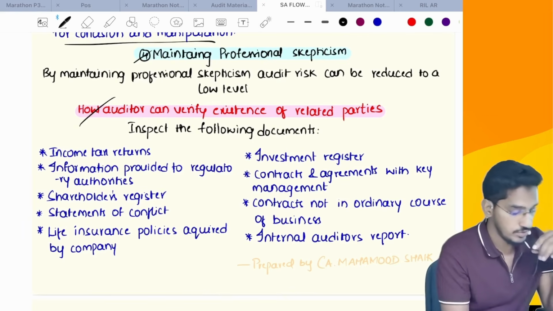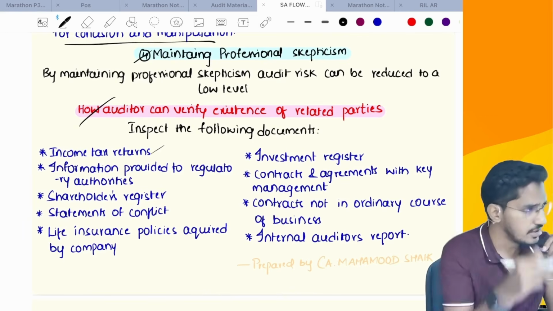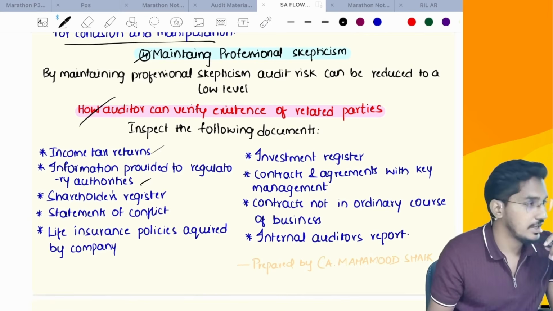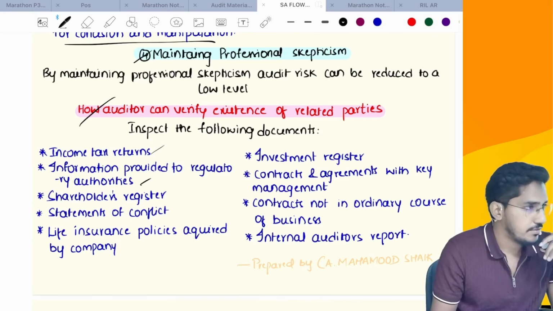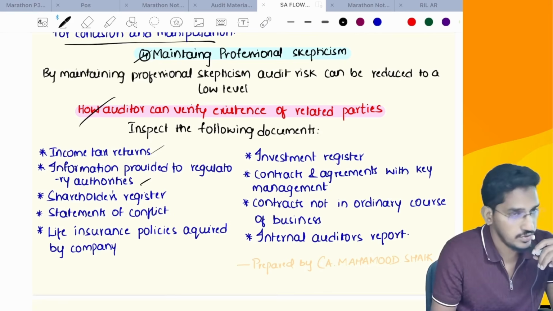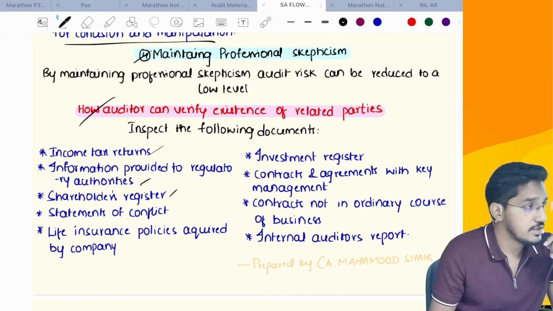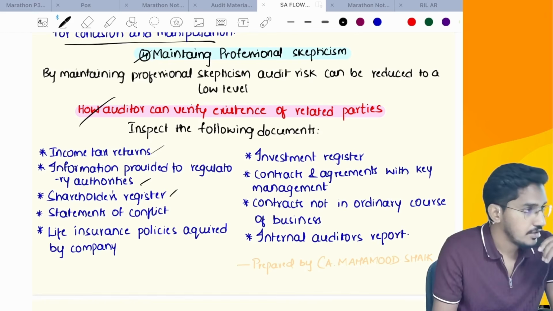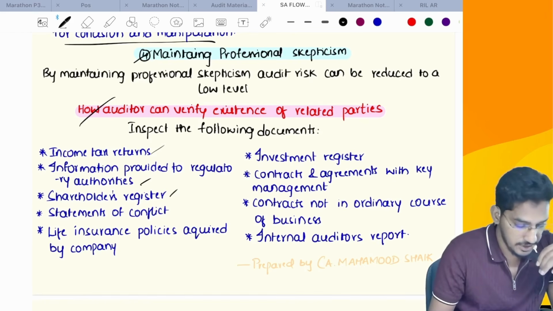Number one, you can go through income tax returns. There also they will report related party transactions, and also information provided to regulatory authorities. Like in the case of MCA company filings, you are required to file the details of related parties. You can go through those filings also. Shareholders register: if you go to the shareholders register, you will come to know who is your holding company and who is your associate entity.